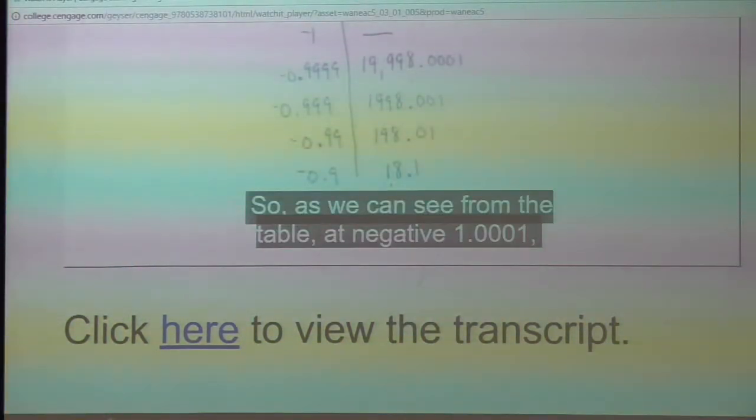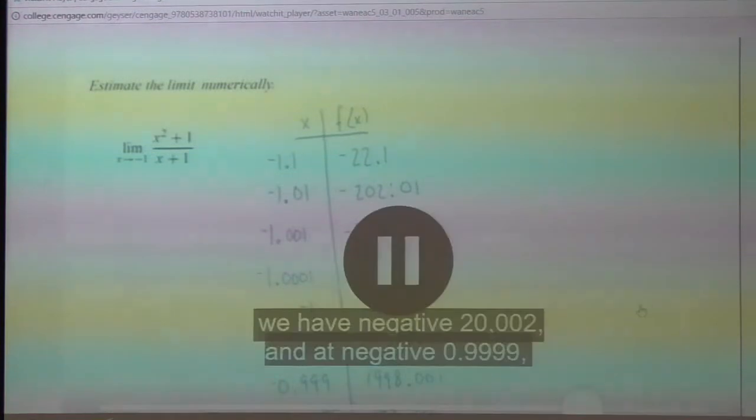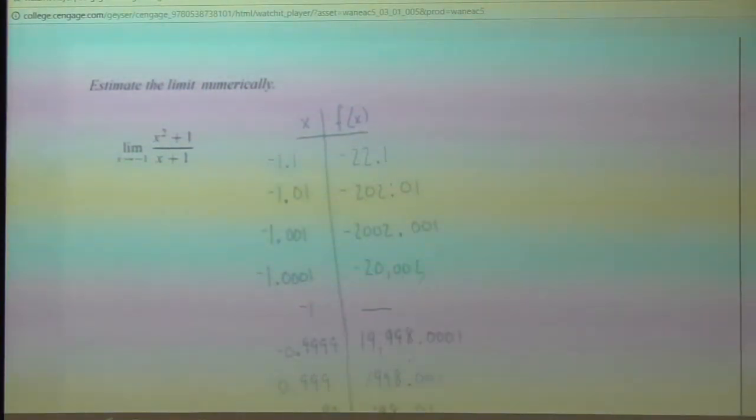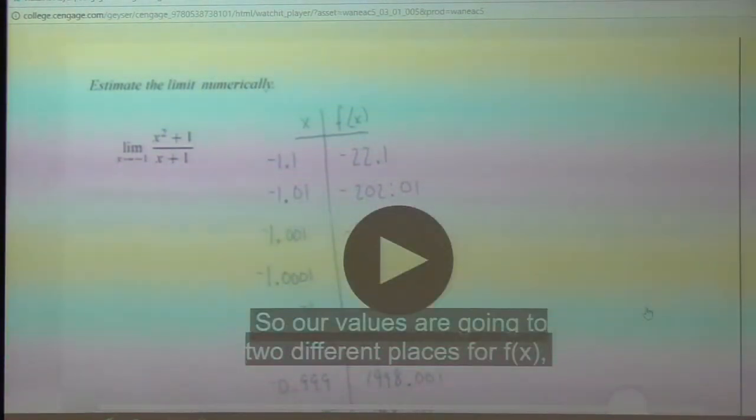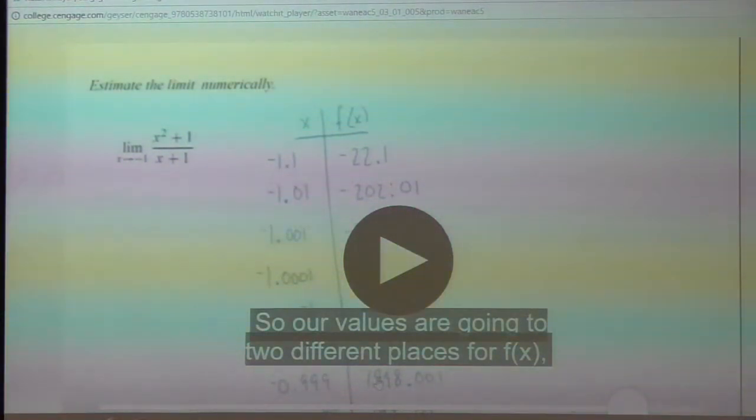So as we can see from the table, at -1.0001, we have -20,002, and at -0.9999, we have positive 19,998.0001. So if I asked you to guess now, it would be kind of like you couldn't really make a guess, right? Because you might say, I can't get rid of this thing, but you might say, what was the first number? This number was like negative 20,000, and this was positive like 20,000. So then, what are you going to say, right?